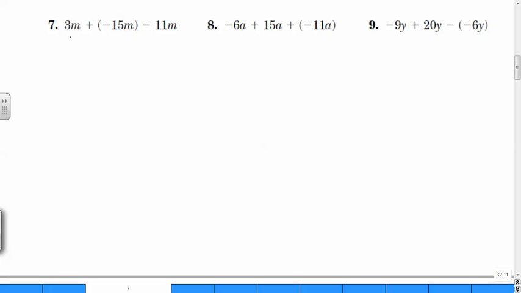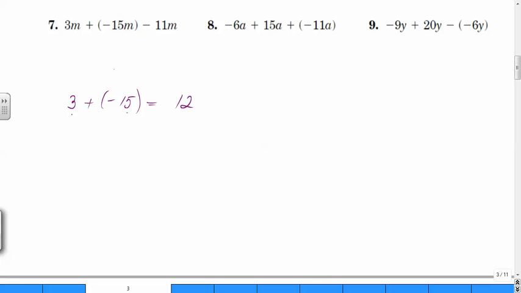And I have 3m plus negative 15m. So basically you're talking about 3 plus negative 15, because they have the same variable, they're like terms. You have two integers with different signs. You subtract the small one, 3, from the largest one, 15.